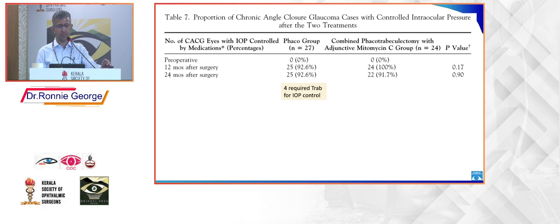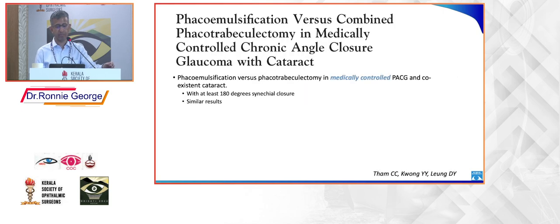Over time, within these two groups, in the phaco group, 4 patients out of the 25, which is again about 15 to 20%, required trabeculectomy, while in the combined phaco-trab group, no patients required additional medications at 12 months after surgery. So in patients with chronic angle closure or primary angle closure glaucoma with uncontrolled IOP, phacotrabeculectomy seemed to do better than phaco alone. What about if you had medically controlled PSCG?